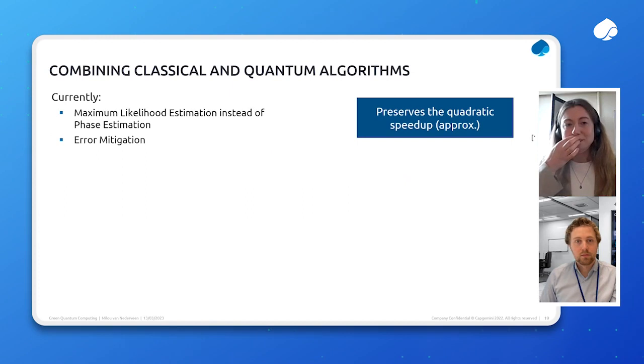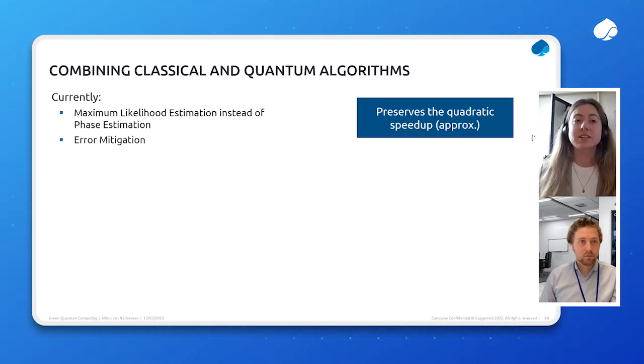Now to continue, I said this very shortly, but maximum likelihood estimation was used instead of phase estimation in order to reduce the hardware requirements. And similarly, error mitigation can also be used to reduce the error rate. And these are classical adjustments, but they don't really take away anything from the quantum algorithm. The quadratic speedup is preserved here.